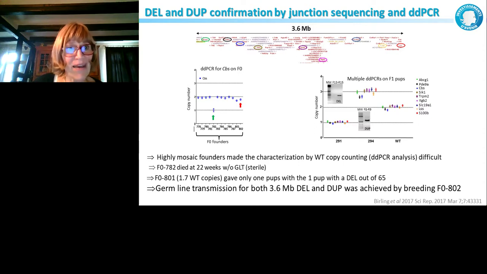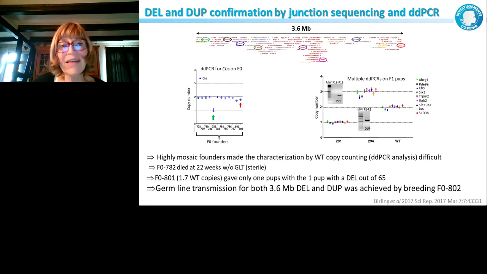And we bred them. And we were really very pleased when we saw that, breeding this founder 802, in the first litter we could see animals that had the deletion and animals that had the duplication. That means that this animal was mosaic. It had one allele with a deletion and one allele with a duplication. And then when bred, we could obtain all the duplication or the deletion, because after meiosis, you can only get one of the alleles. And that was really nice.